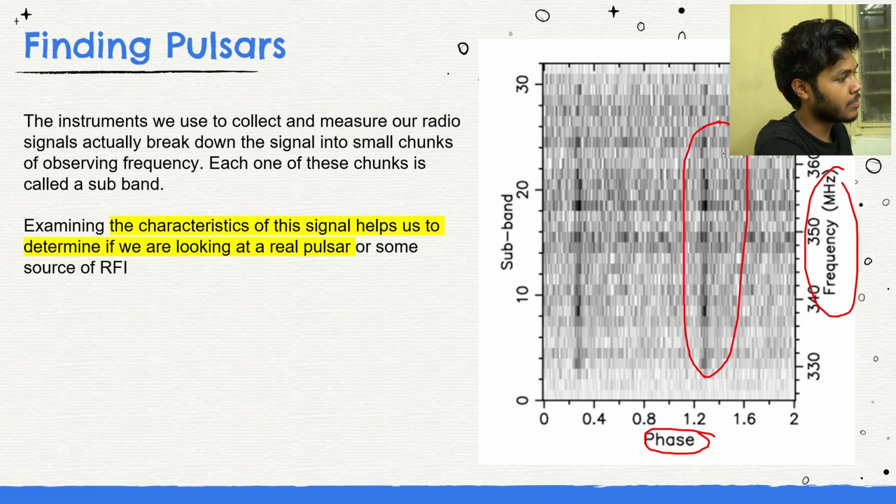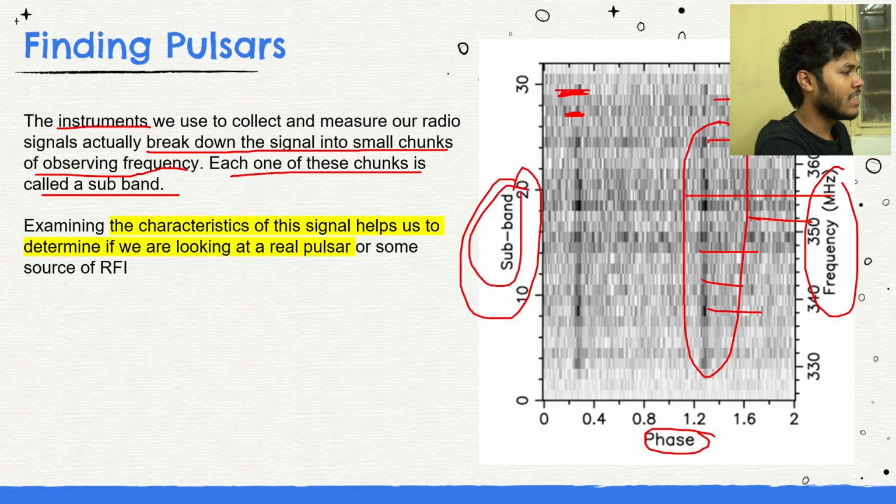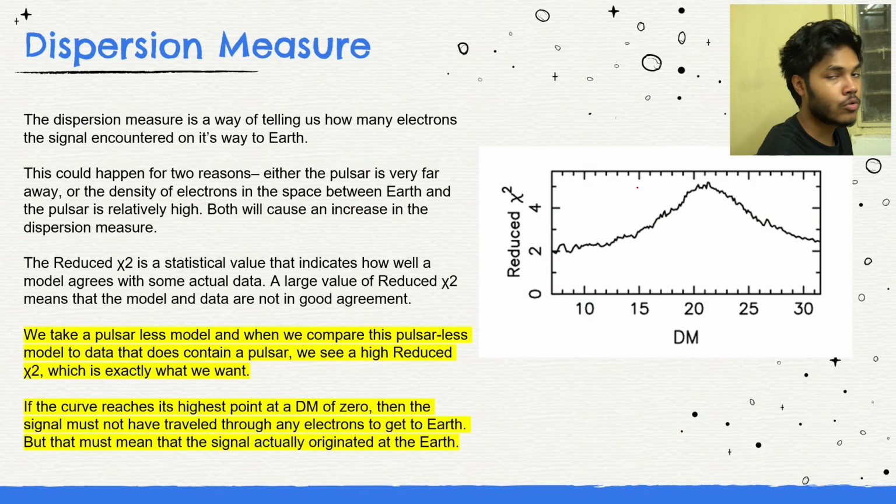So the signal is spread across the frequency, and all these chunks of frequencies are called subbands. So we have our radio instrument. What the instrument does is it breaks down the signal into small chunks of observing frequency. Each one of these chunks is called a subband. These graphs can be used to determine the characteristics of pulsars. So now the most important graph, that is the dispersion measure versus reduced chi-square.